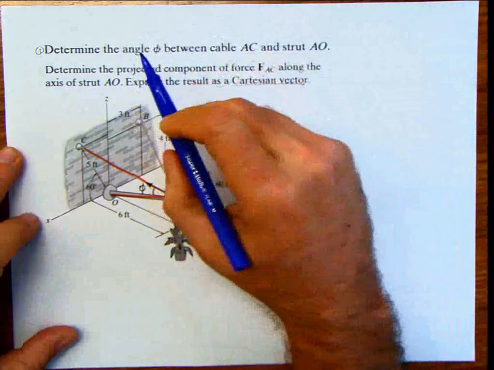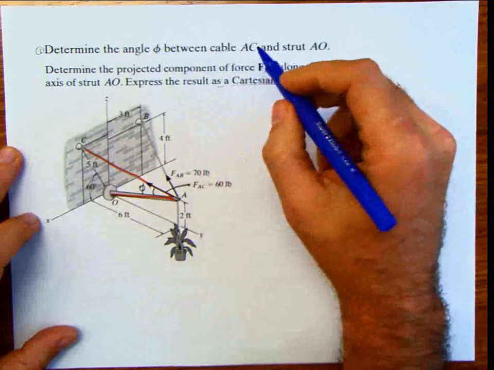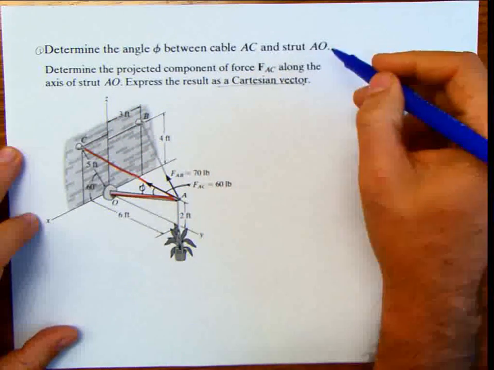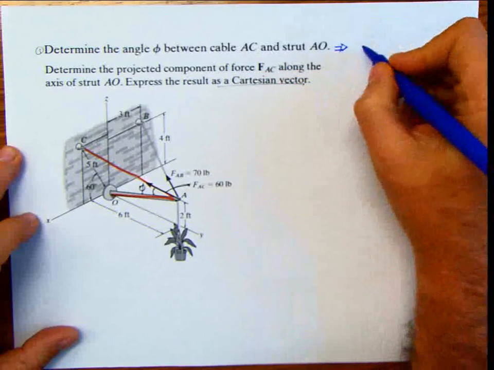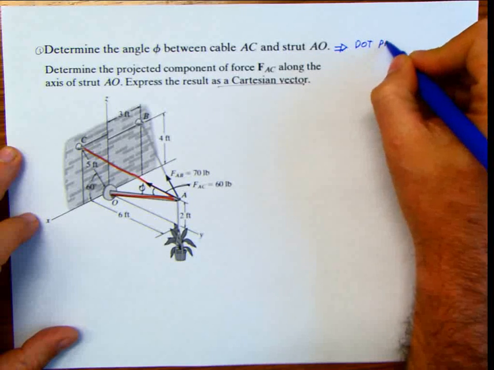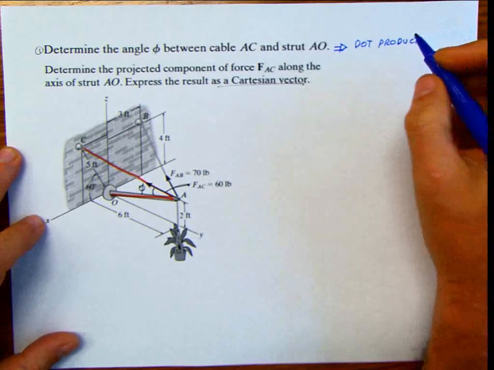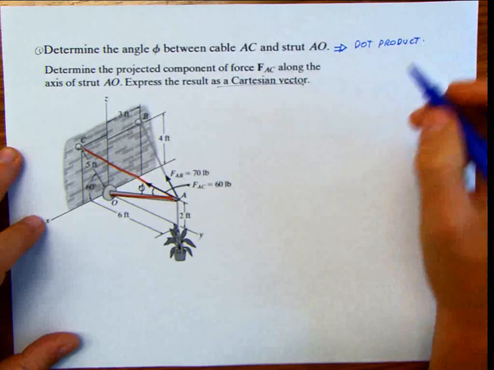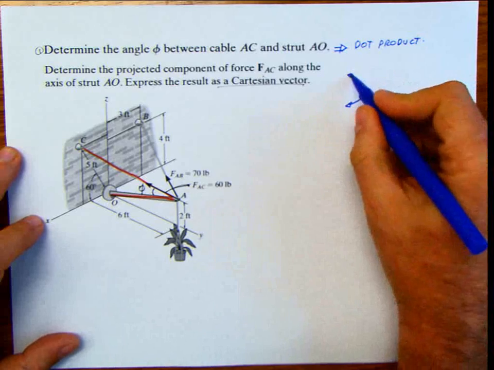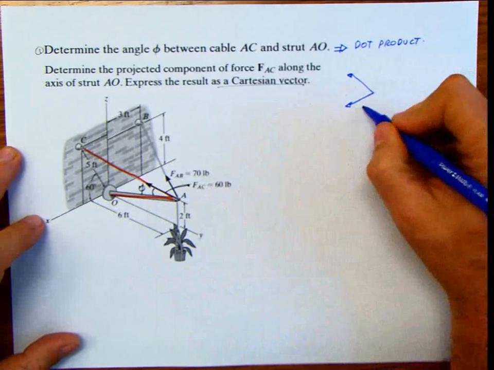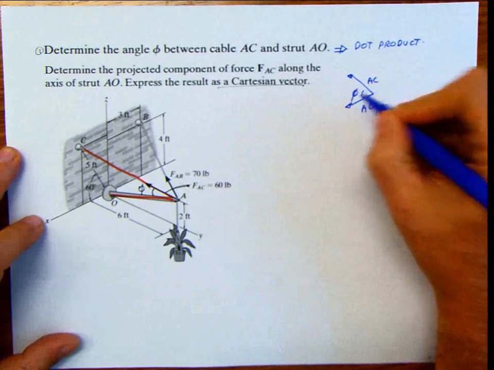And when the problem asks for the angle phi between the cable AC and the strut AO, immediately when you see this problem it is telling you to do dot product or apply the definition for dot product. If you remember dot product, there are several things that we have to remember. First of all, the definition of dot product, if you have two vectors, in this case the two vectors are AO and AC, and this is the angle phi that is between the two vectors.